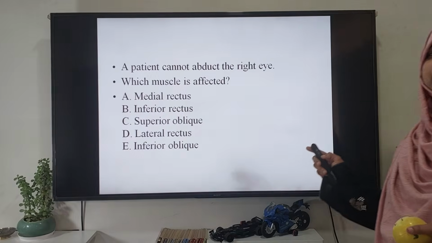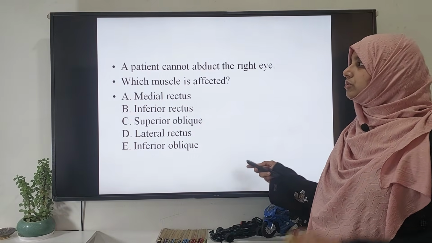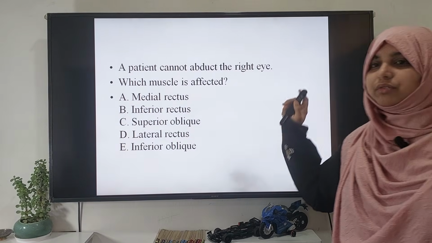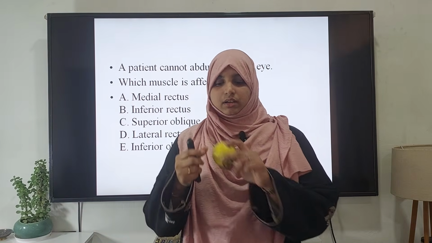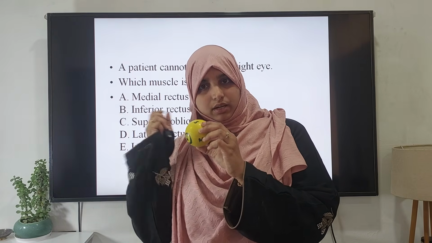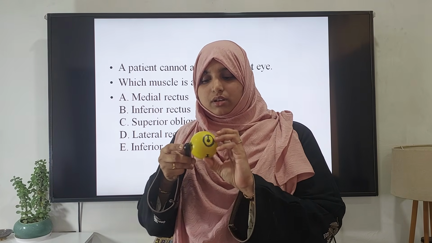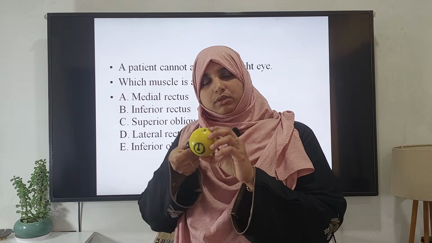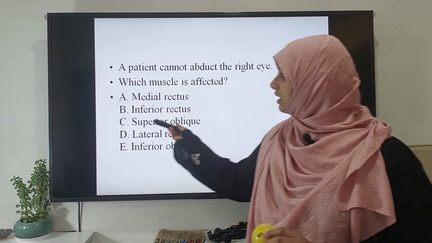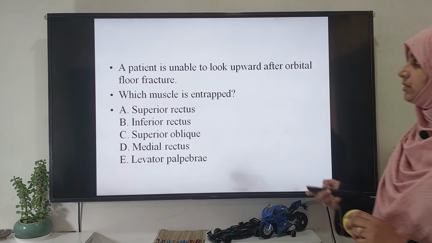Next, let's go for some clinical questions. Please go through this. A patient cannot abduct the right eye. Which muscle is affected? Abduction, I told you, means lateral rotation, that is moving the eye outwards, right? So if this movement is not happening, then which muscle is responsible? This guy, lateral rectus. Abduction is not happening. So the answer for this will be lateral rectus.